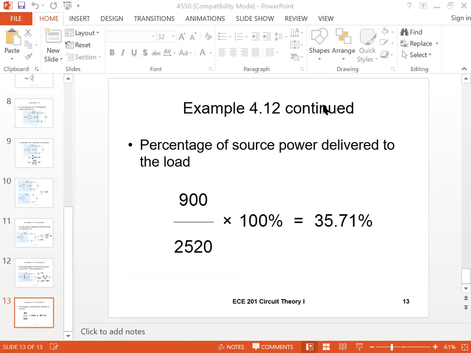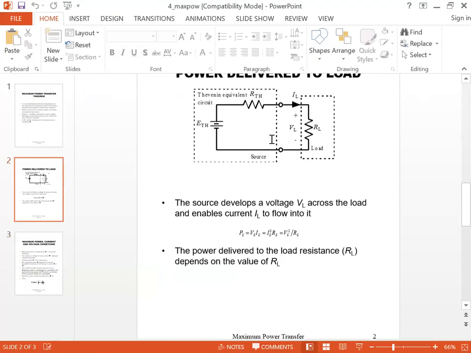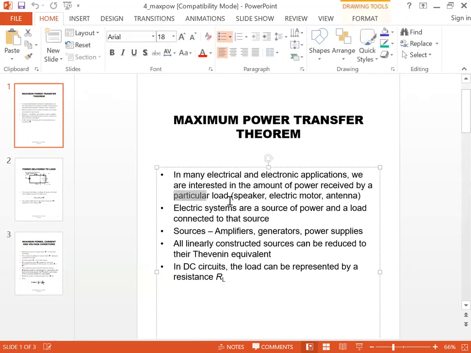So for simplicity, look at this slide. Maximum power transfer theorem. In many electrical and electronic applications, we are interested in the amount of power received by a particular load, like speakers, electric motors, antennas. So we want the maximum power to be received at a particular load, which we will use.